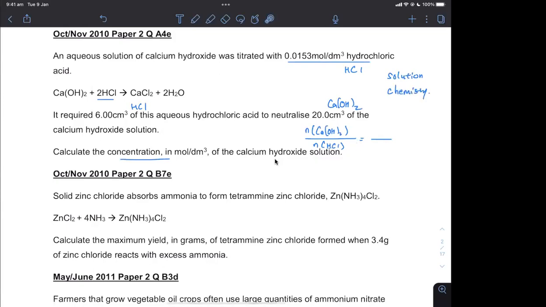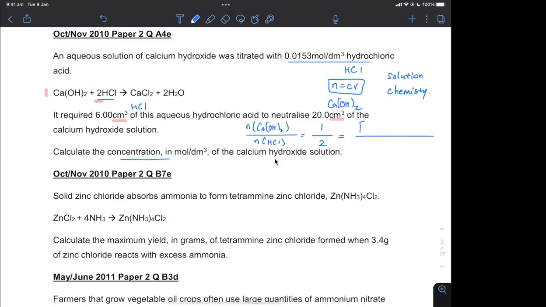From that thing here, you have 1 mole of calcium hydroxide. You have 2 mole of HCl. Okay, 1 mole of calcium hydroxide, 2 mole of HCl. Now on the right hand side, because I know mathematically equal means equal, the top bit is for the calcium hydroxide. Solution chemistry, n equals CV. This is volume in cm cubed, so I need to convert this to dm cubed, by dividing by 1,000.